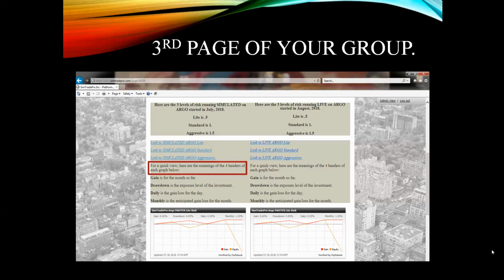So for a quick review, here's the meanings of the 4 headers in each one of the graphs. First of all, gain is for so far. You'll see in this particular one, which is just initiated a little while ago, it has a 0.65 gain. The drawdown is the exposure level of the investment. The daily is the gain and loss for the day. And then the monthly is anticipated gain loss for the month. This is also available through clicking on the link to simulated Argo Light or standard or aggressive.